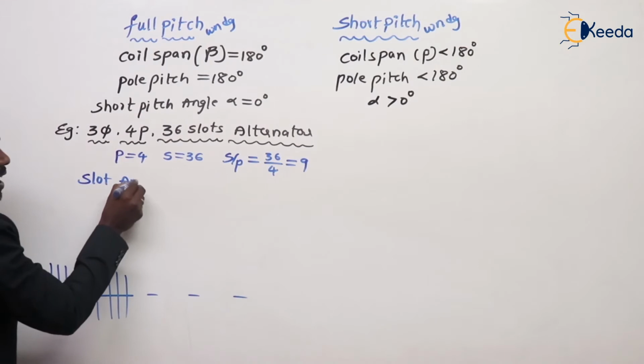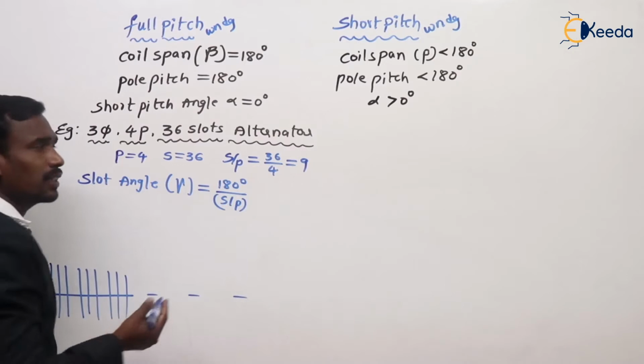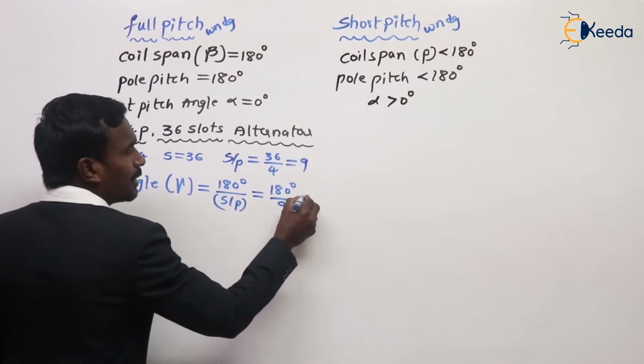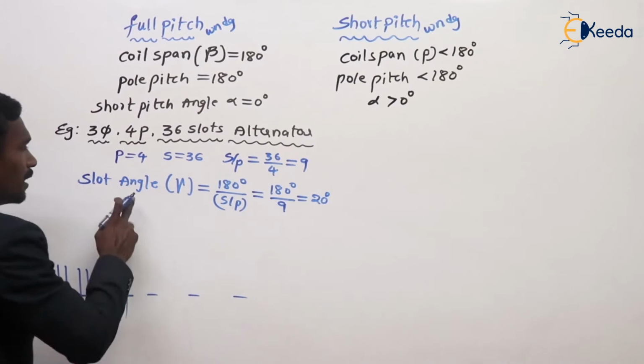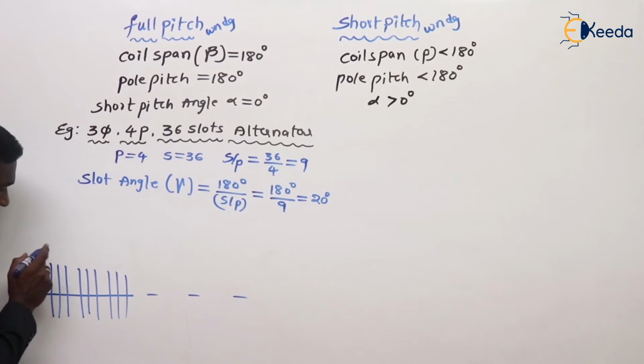the slot angle gamma is equal to, we have a formula, 180 degrees upon slots per pole. This is very important. Can you tell me what the answer is? 180 degrees upon 9, nothing but 20 degrees. So here gamma is equal to 20 degrees. Gamma is the slot angle, that is, the angle for each slot, 20 degrees each.